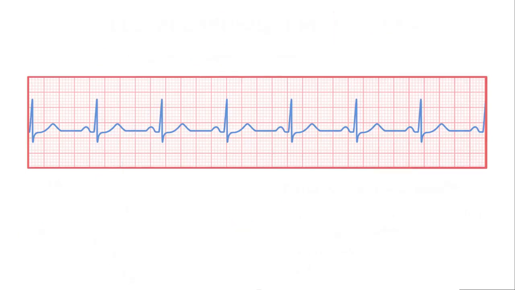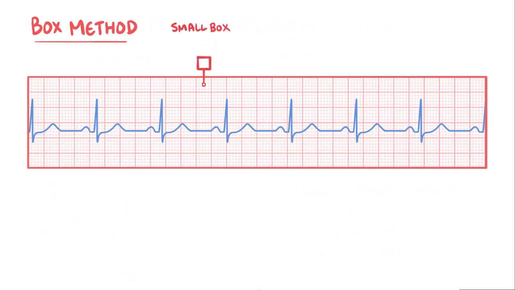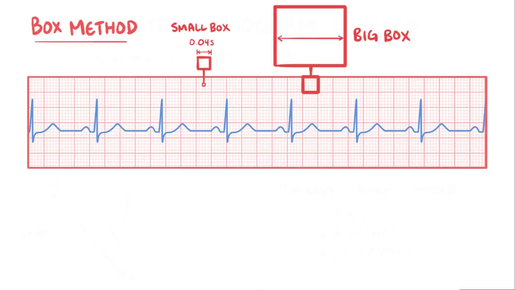Now, there are a couple ways of figuring out the heart rate on an ECG. The first one is called the box method because you count the number of boxes between heartbeats. Each small box represents 0.04 seconds, and each big box is 5 small boxes. So each big box is 0.2 seconds. So to calculate the heart rate, you can count the number of small boxes between R waves since R waves are tall and pointy and easy to see on lead 2 of an ECG strip.